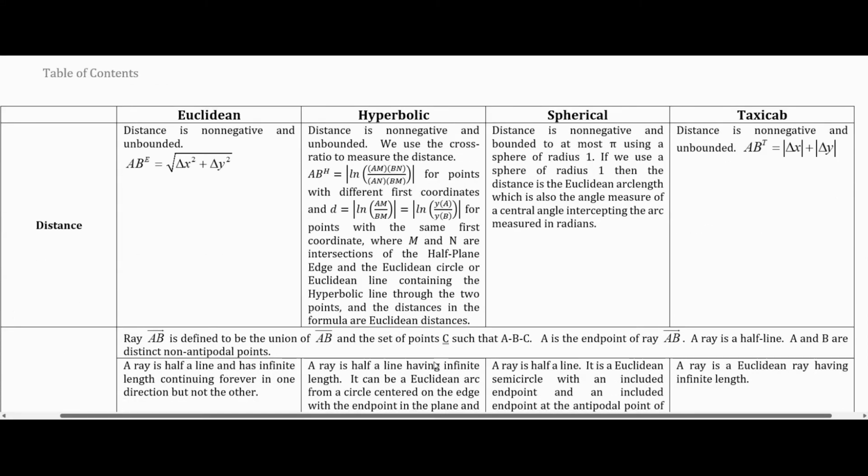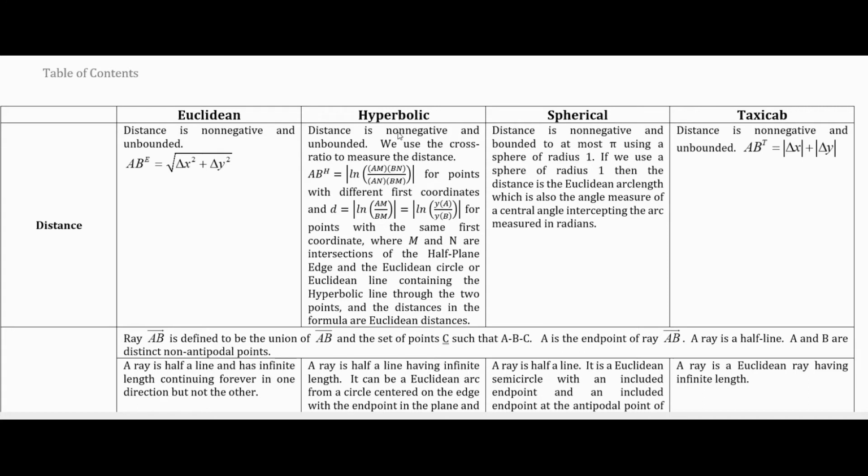All right, how about distance? Well, distance is non-negative and unbounded in taxicab, hyperbolic, and Euclidean geometry. The Euclidean metric, of course, is basically the Pythagorean theorem for distance, or the Euclidean distance formula. It's delta x squared plus delta y squared, and then square root to get the distance there. Whereas in taxicab, distance is the absolute value of delta x plus the absolute value of delta y.